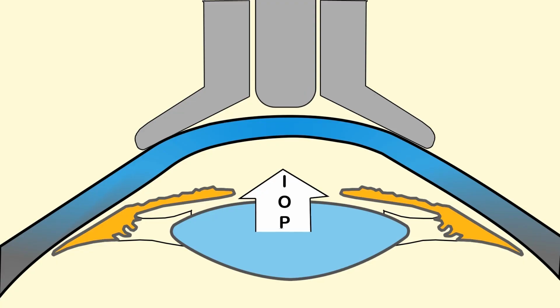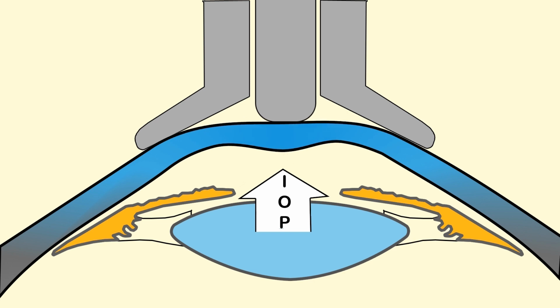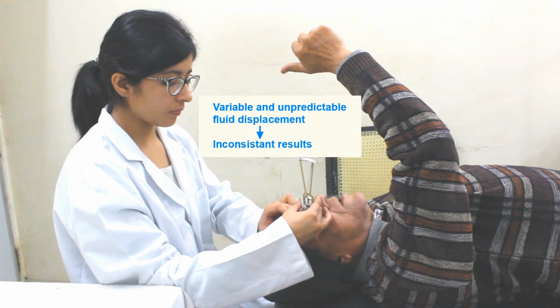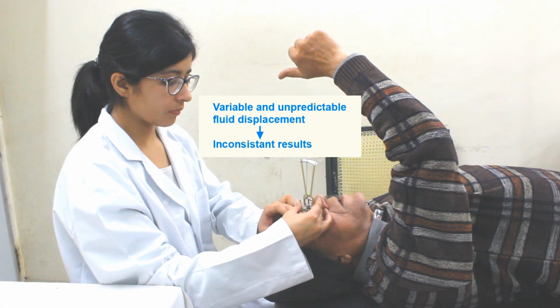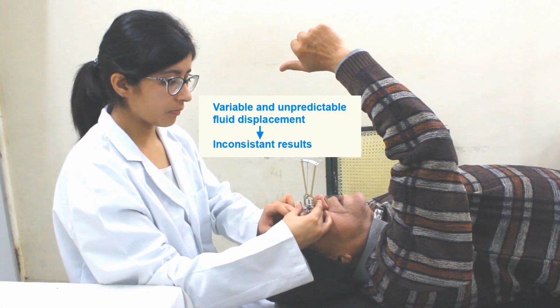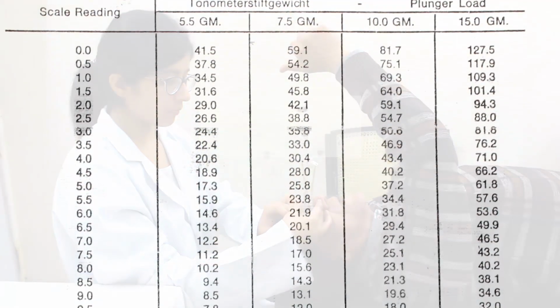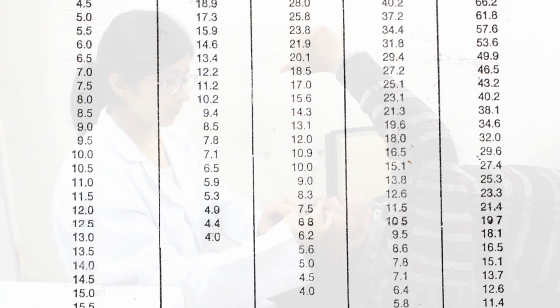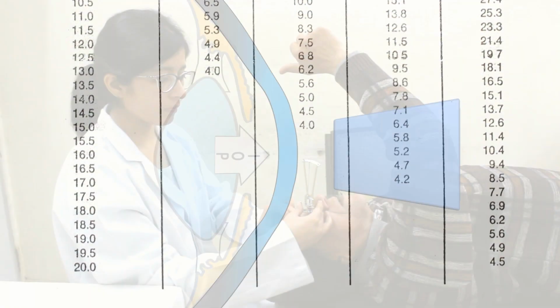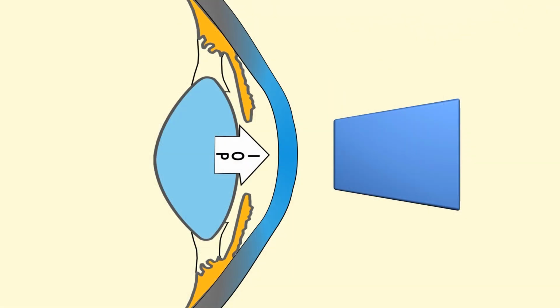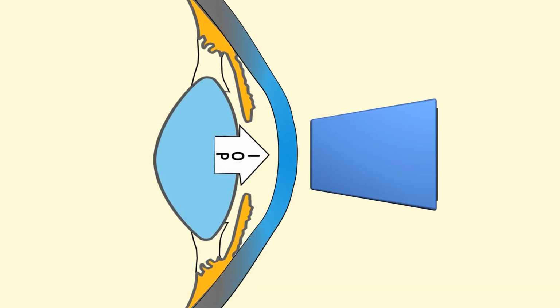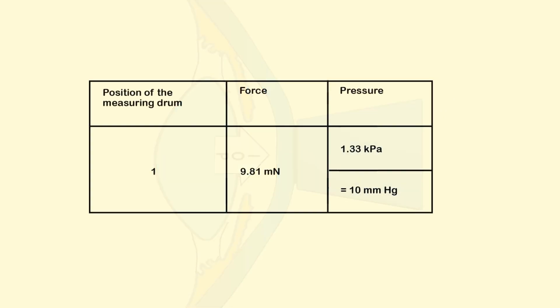Schiøtz tonometer displaces large volume of fluid and hence scleral rigidity effects result significantly. Here, displacement of fluid is variable and unpredictable. This gives inconsistent results and requires conversion tables based on empirical data. In applanation tonometry, the shape of deformation is simple flattening and is constant. Therefore, relationship of intraocular pressure can be derived from simple mathematical calculations.